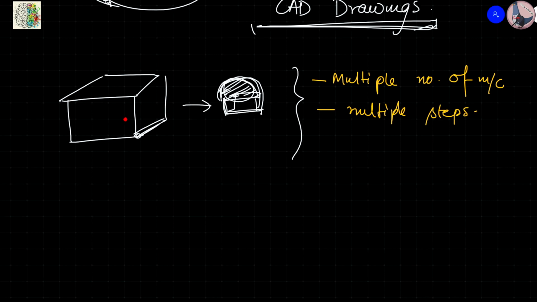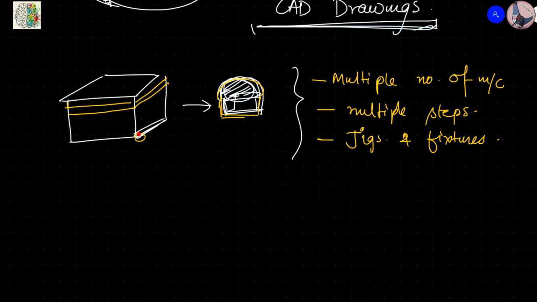Even if you are using a shaper machine to remove the material layer by layer, it has to be used multiple times. Then, after achieving some bulking out, you have to do surface finishing. Many steps are to be used. Then a lot of jigs and fixtures are to be used.